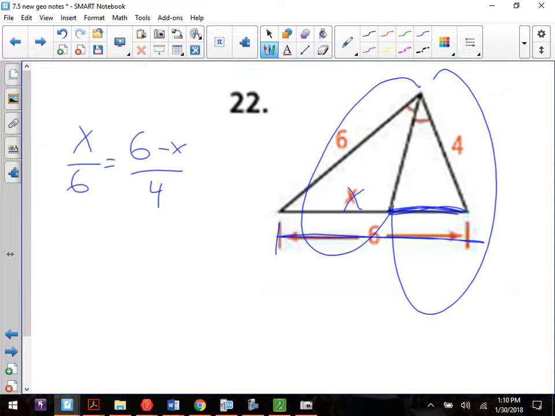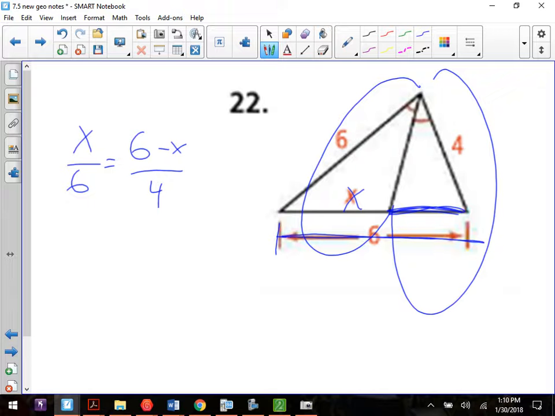It is a very common scenario for this style of problem, whether it's with the heart one or parallel lines, that you're going to get the whole section and you have to subtract out the unknown. Happens all the time. It is very, very common. So if the whole thing is 6, back out the x, you get 6 minus x.